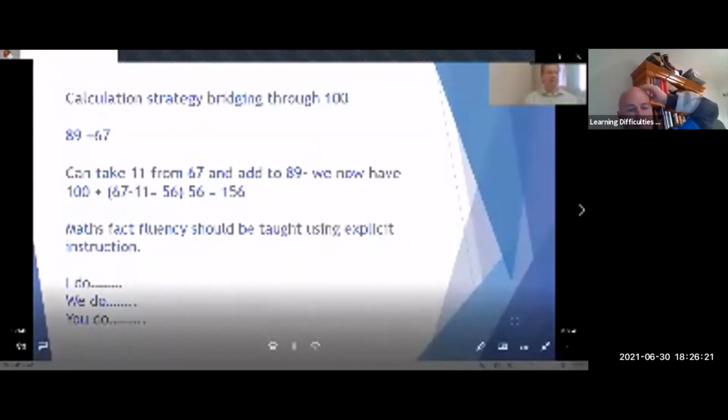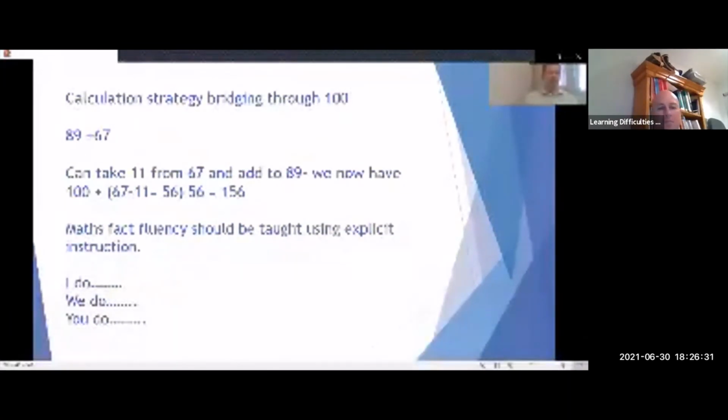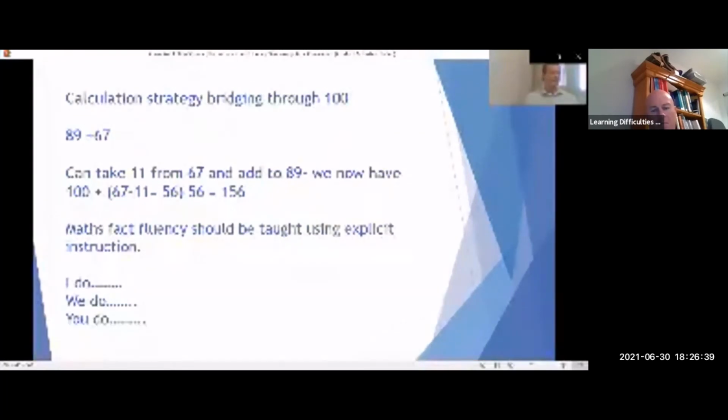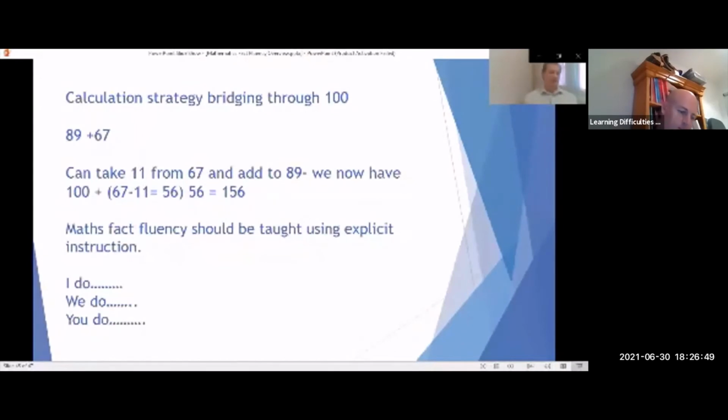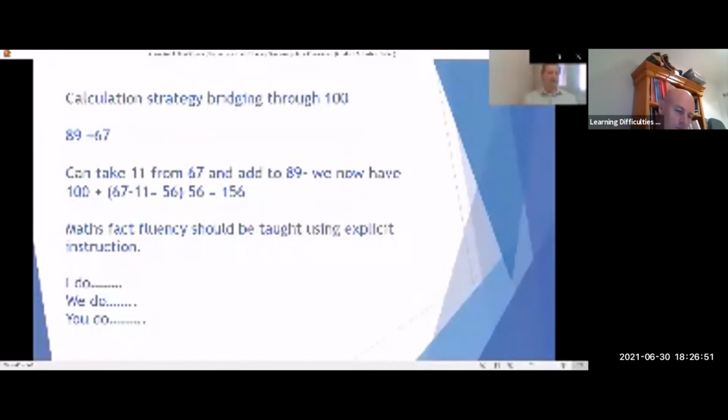So in this example of the strategy of bridging through to 100, the example is 89 plus 67. So what we can do is make a bridge through to 100 from 89. If we look at 67, we can borrow 11 from 67 and add it to 89, and now we have 100. So we've taken 11 from 67, which will leave 56. So it's going to be 156.